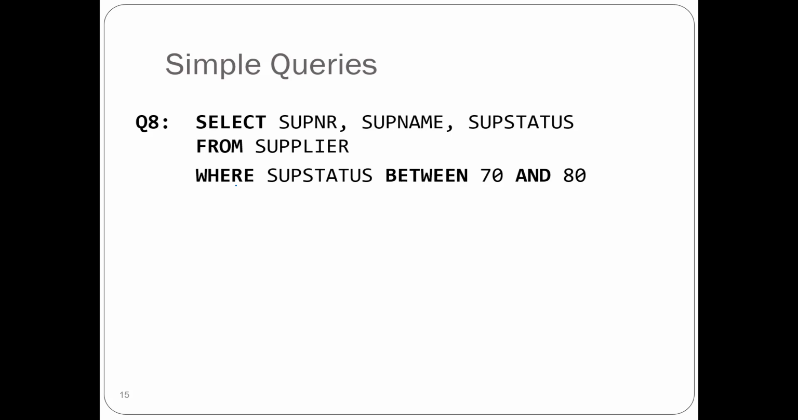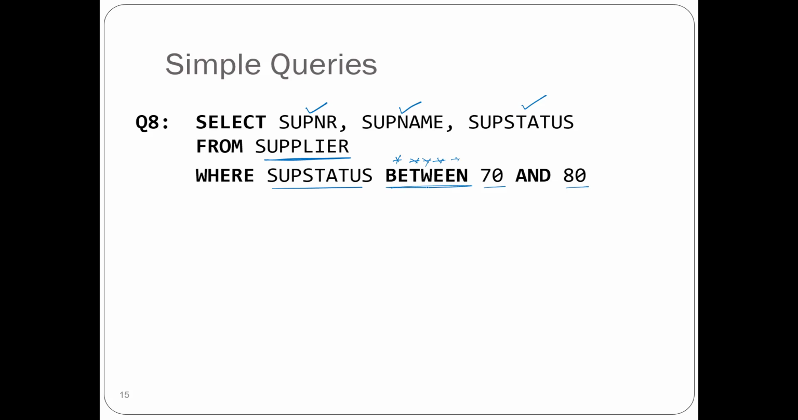Let's look at query number 8. Now query number 8 is projecting from the supplier table, and the select is followed by these columns: supplier number, supplier name, supplier status from supplier, where sub status between 70 and 80, right? So here we are making use of the between keyword.